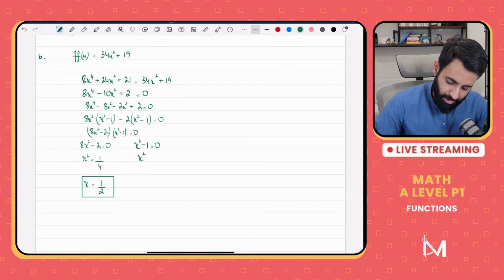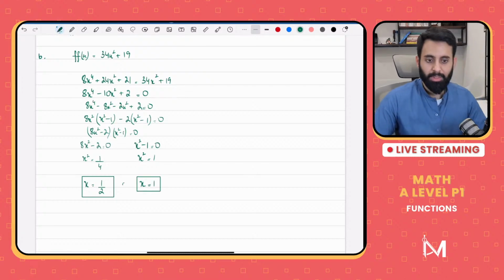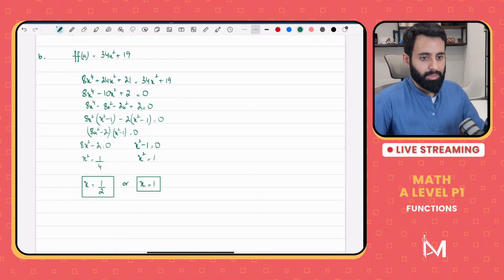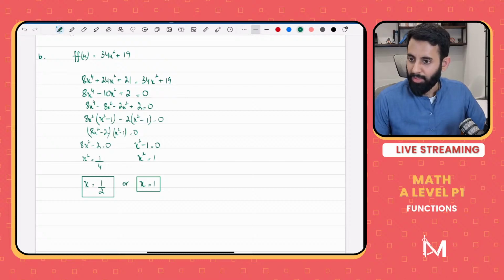That means x squared is equals to 1, which technically means that x is equals to plus minus 1, but we're only going to write x equals to 1. And there you go. That's the answer to this. Okay, now let's do another question.